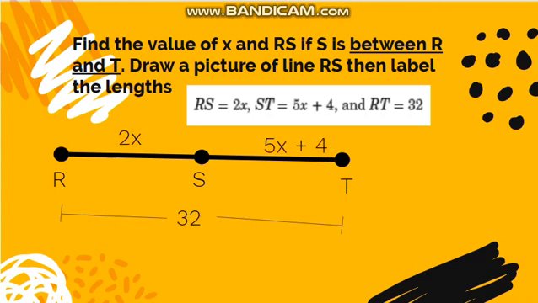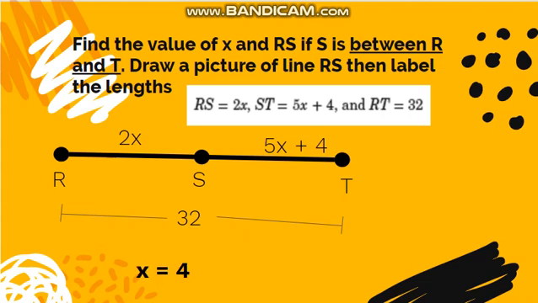So we plug that all in, sketch it all out, and then we can set up 2x plus 5x plus 4 equals 32. We're going to combine our like terms again and turn 2x plus 5x into 7x. We're going to subtract 4 from both sides to get 7x equals 28. And then to solve for x, all we have to do is divide both sides by 7.